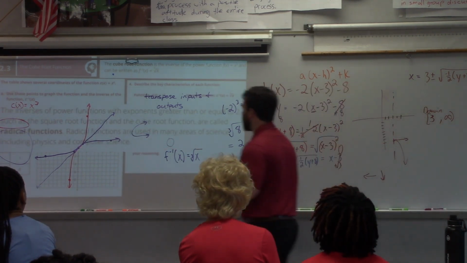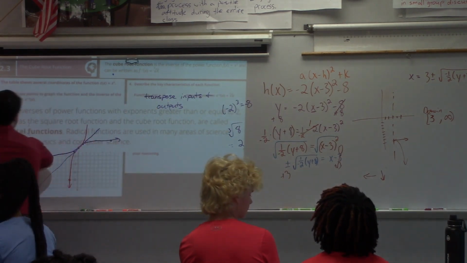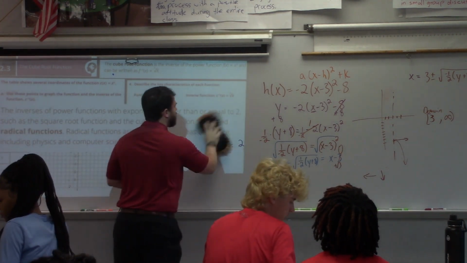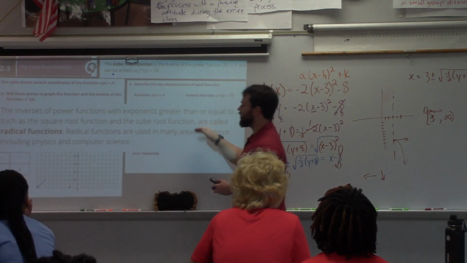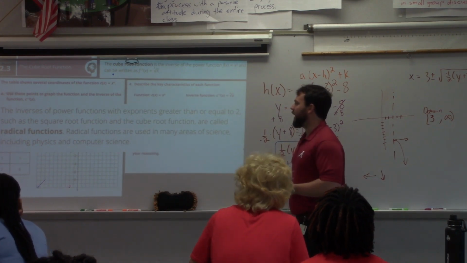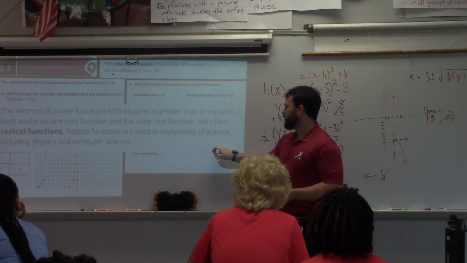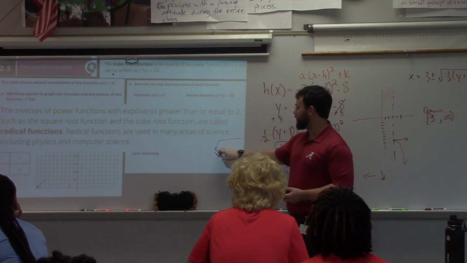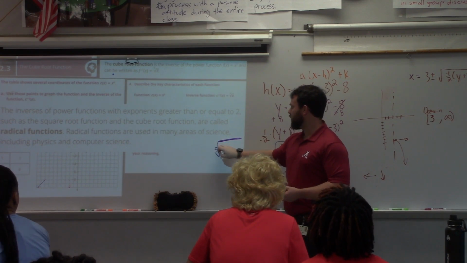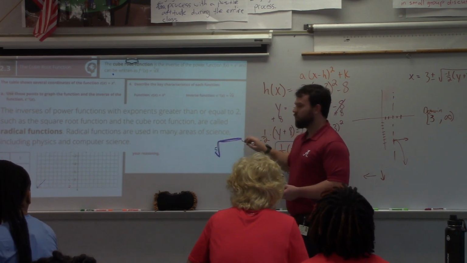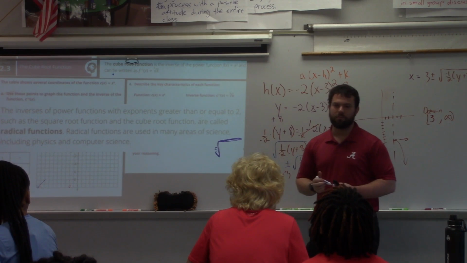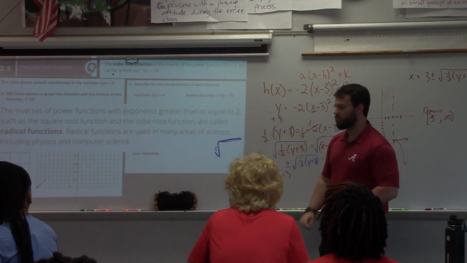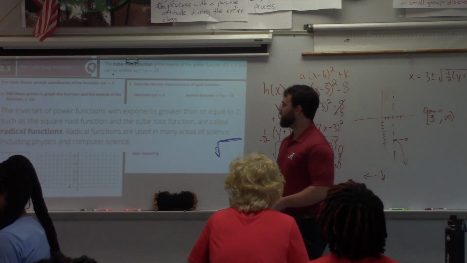Then this is the last detail before we do the understanding check. The inverses of power functions with exponents greater than or equal to 2, such as the square root function and the cube root function, are called radical functions. Literally, that's because, so like this would be a fifth root, but this little symbol right here, you know what it's called? Radical. That's why it's called a radical function. That specifically is the fifth root, but it's called a radical function for that reason. So, just a little bit of mathematical language for you there.